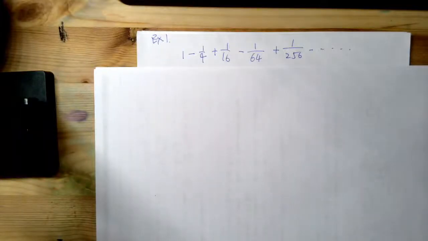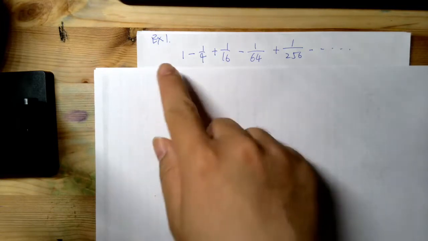Okay, so now let us look at one series. 1 minus 1 over 4 plus 1 over 16 minus 1 over 64 plus 1 over 256. Apparently, this is an alternating series because the sign keeps changing.